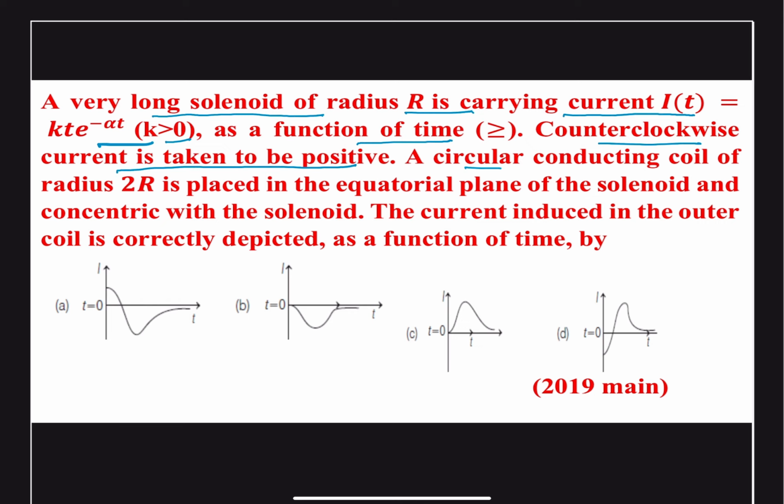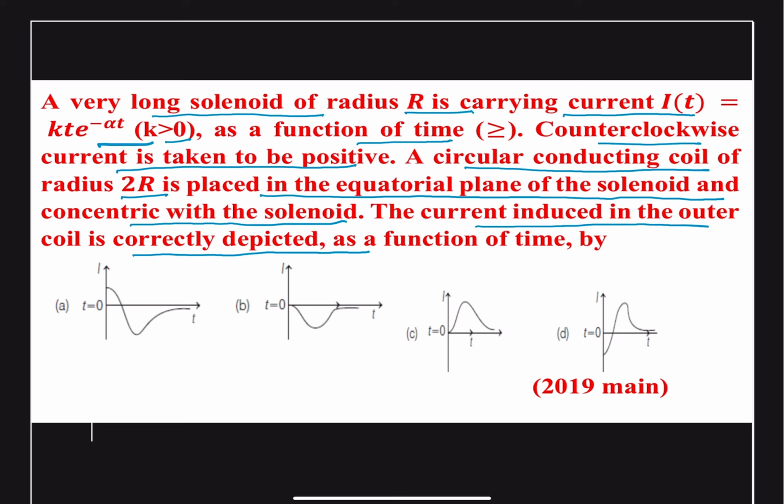A circular conducting coil of radius 2r is placed in the equatorial plane of the solenoid and concentric with the solenoid. The current induced in the outer coil is correctly depicted as a function of time, and we have to find out which of the graphs actually shows the current induced in the circular conducting coil, which is placed in the equatorial plane of the solenoid and is also concentric with the solenoid.